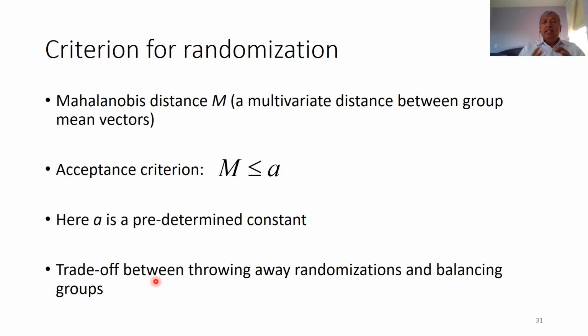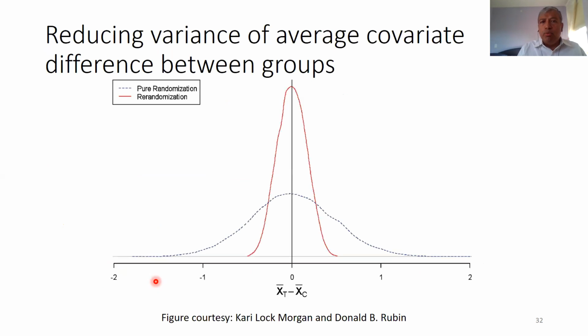And so the trade-off is between throwing away randomizations and balancing groups. How strictly you would like to have your groups balanced, how closely you would like to have your groups balanced, of course, would have an impact, because you have to throw away more randomizations. But everything else works exactly in the same way.